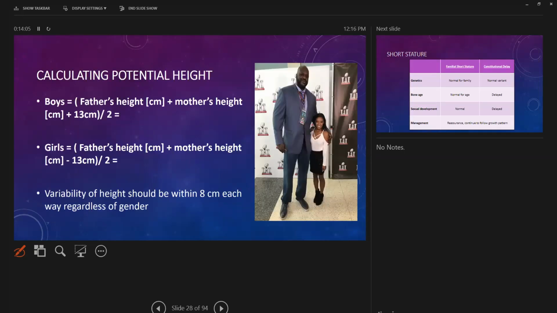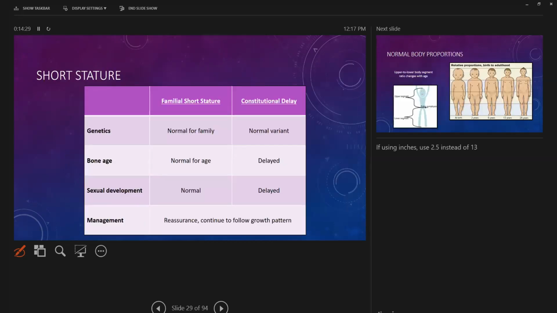If we'd like to calculate a suspected height, which I think is kind of fun, and I think patients think it's cool too. So this is a cool little calculation for that. You guys might want to take that to note. But basically there are these formulas and you can predict within 8 centimeters of the actual height for the most part.